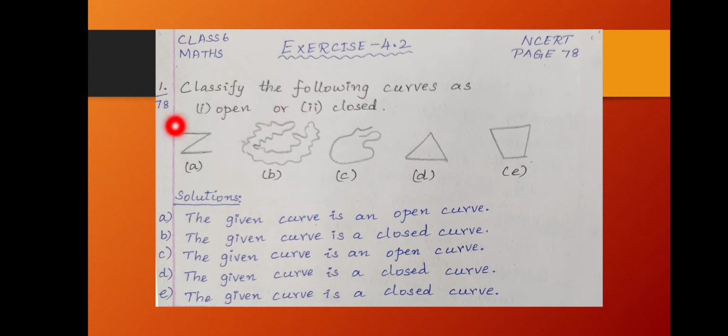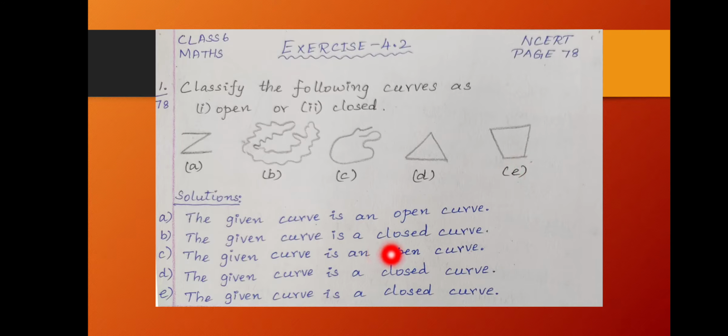First problem is classify the following curves as open or closed. Open curves will be having endpoints which are different. Start beginning point and ending point will be different. With that condition, we identify A and C as open curves. And since the beginning point and end point of curves B, D, E are same, they are classified as closed curves. See, A, the given curve is an open curve.